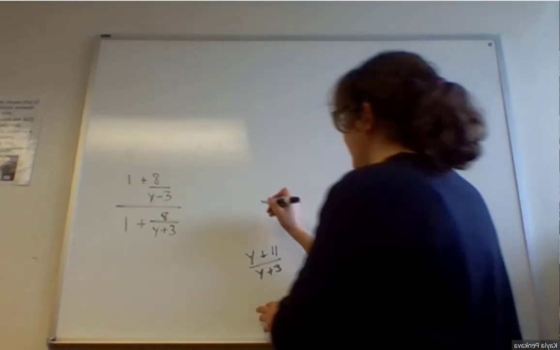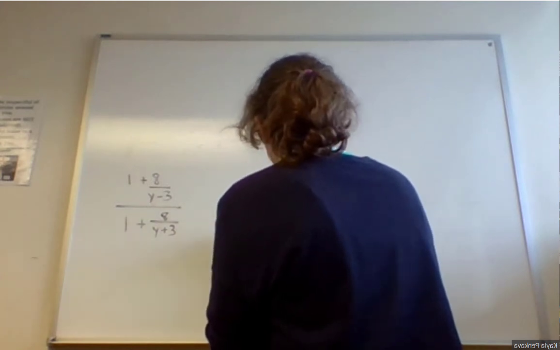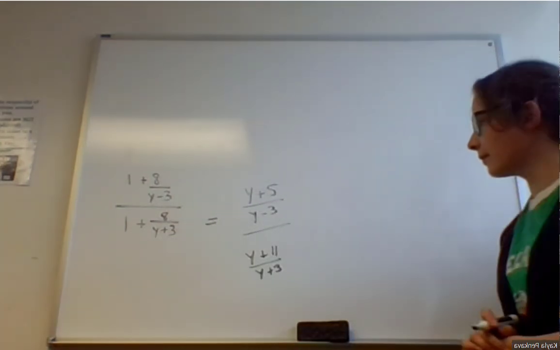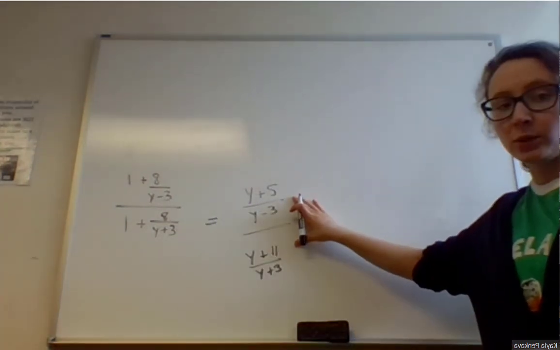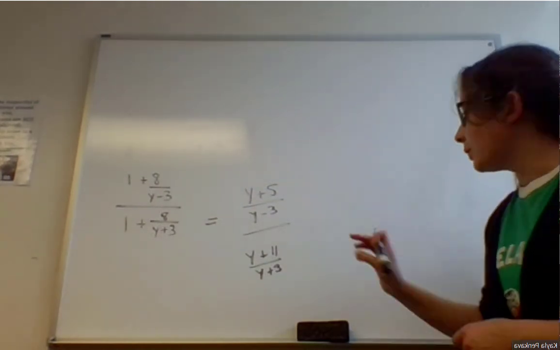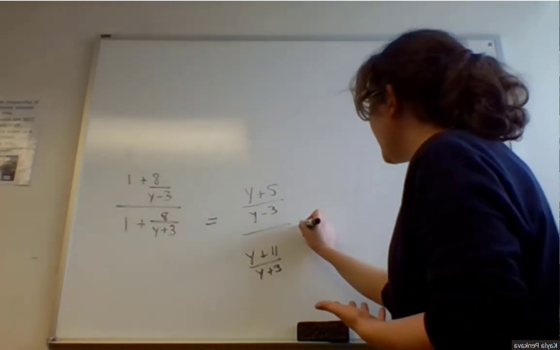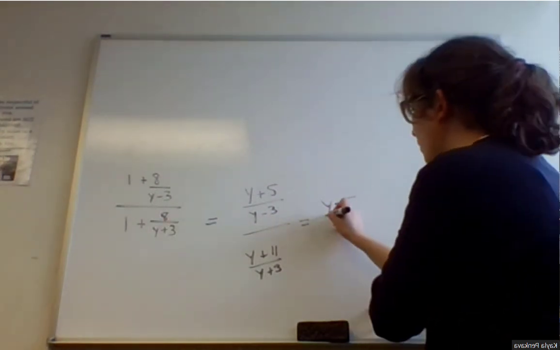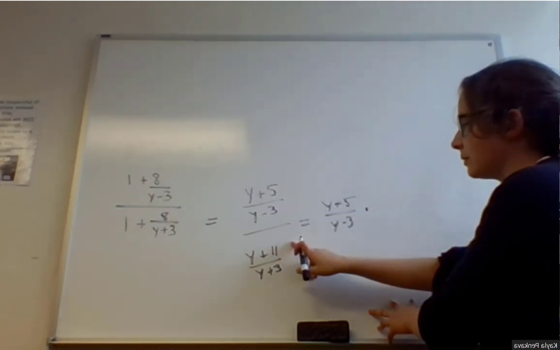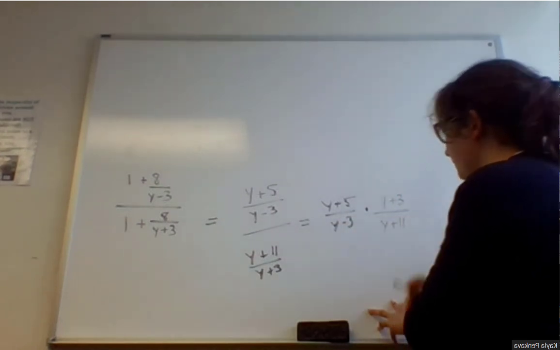So let me rewrite this as one giant fraction over a fraction. Now that we have it in this form, a fraction over a fraction, we can use that trick from the last problem. You can take the bottom fraction and flip it to turn this into multiplication. So we keep the top the same, y plus 5 over y minus 3. And then we make this multiplication by flipping the top and bottom of this one. So y plus 3 over y plus 11.